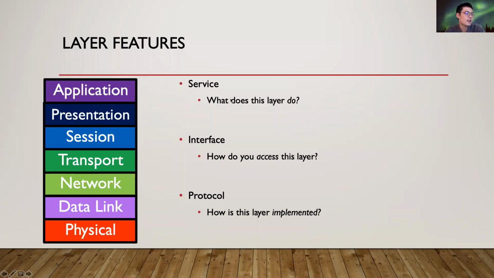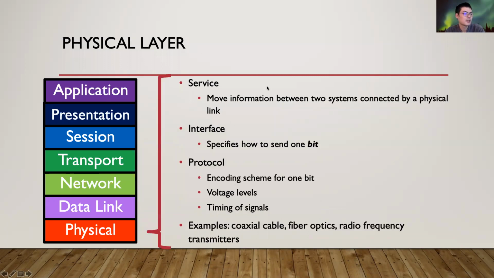Okay. And another thing is what's the interface? How do you access this layer? Usually it's by the top layer, the layer above. And another is a protocol. How is this layer implemented? Usually it's not just a how, because how the implementation is done doesn't matter. Protocol is what the implementation goal is, so what should the implementation achieve? But you can use different ways of implementing as long as you follow the same protocol.